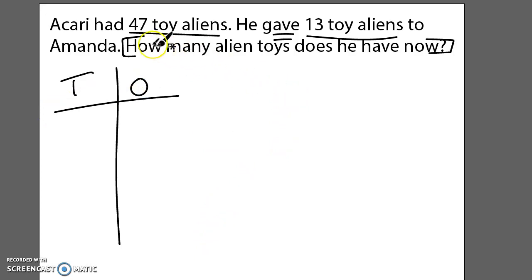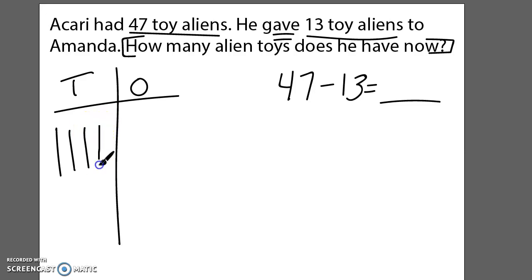number line. So our equation, 47 is the whole, gave 13 toy aliens to Amanda. And then there's our unknown. So we know 47 minus 13 equals something. So here we're going to show the whole 47, 10, 20, 30, 40, 41, 42, 43, 44, 45, 46, 47.